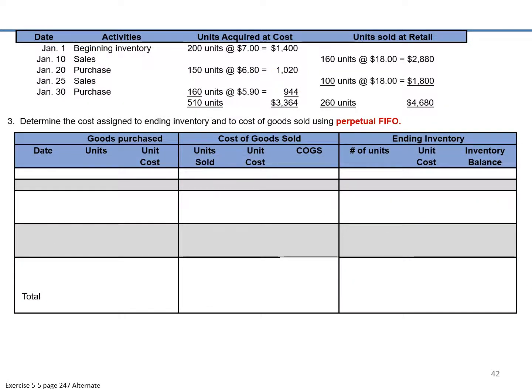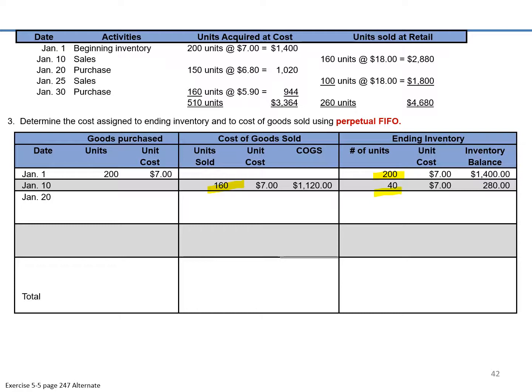All right, so if we look at perpetual FIFO, we've got beginning inventory on January 1st, 200 units at $7. So that's going to be in our ending inventory on January 1st. Then on January 10th, we sold 160 units. Under the FIFO method, we're going to sell all 160 from our beginning balance. So 160 of our 200 at $7 each. $1,120 cost of goods sold. 200 less 160 means I have 40 left in my ending inventory at $7 each, or $280.